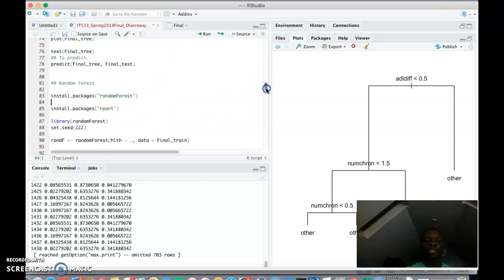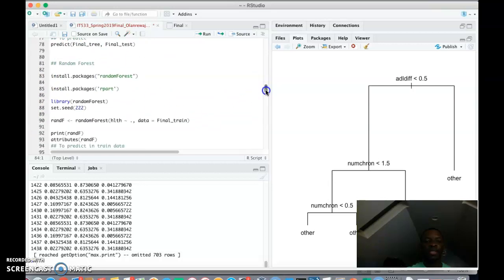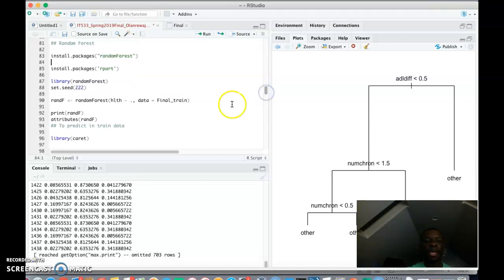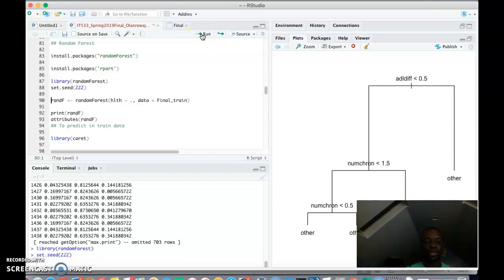So now the next thing I did here was the random forest, and in this random forest I was able to install the package, as you can see here, because I want to determine the clusters that exist between these variables. So come with me as we discuss this as well.